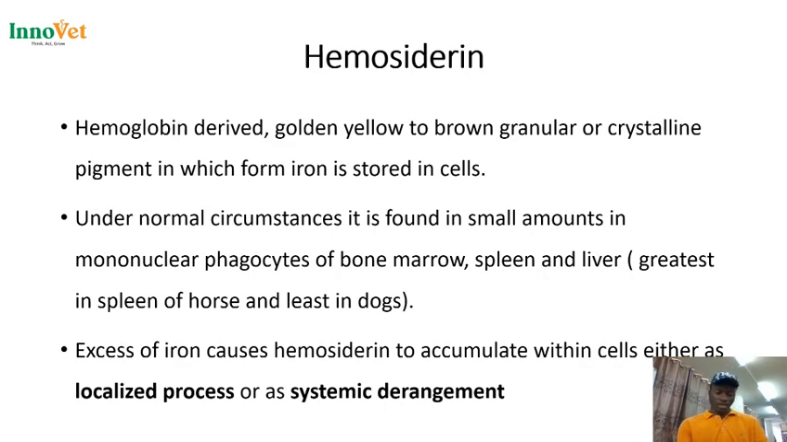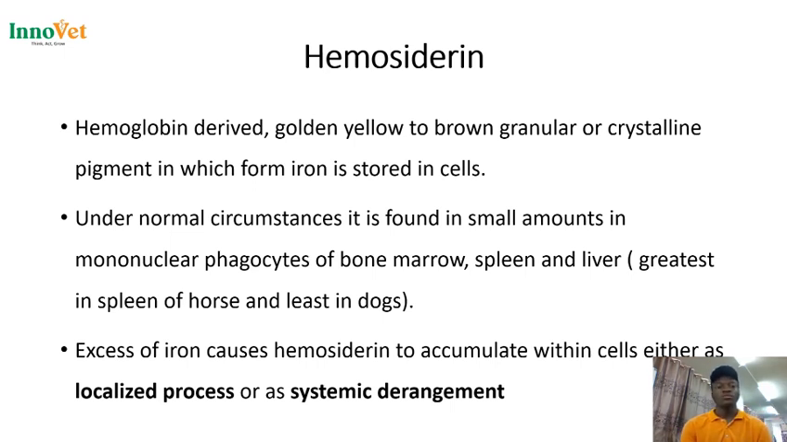So we shall start with hemosiderin as another pigment. All of these are hemoglobin derivatives, as we saw. Its color is golden yellow to brown, a granular or crystalline pigment, in which form iron is stored in cells. When iron is broken down and is in excess, it is turned into ferritin, which is then used to make hemosiderin to store this iron. So hemosiderin is a storage form of iron, as we saw earlier.